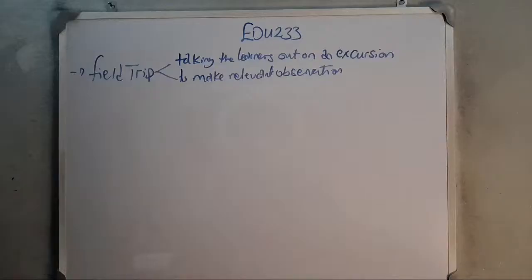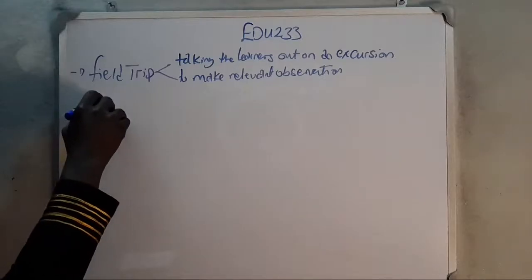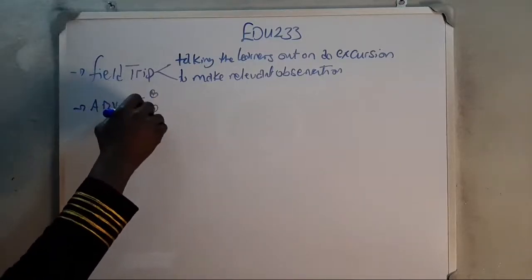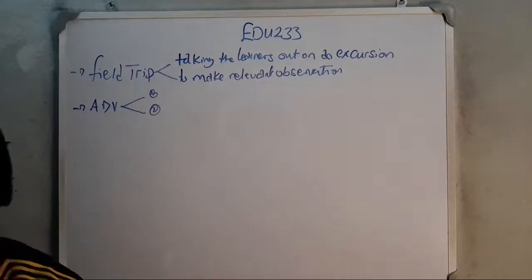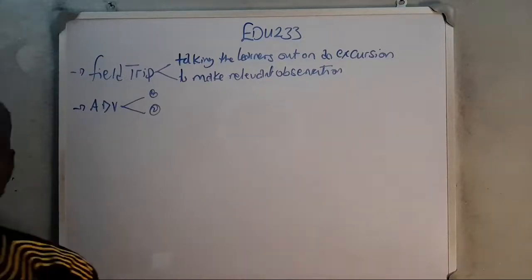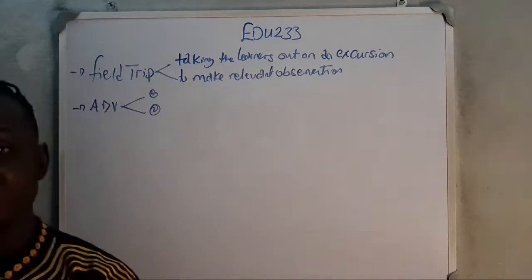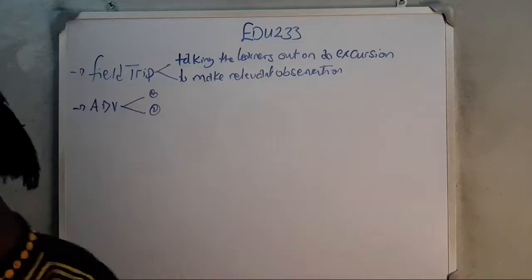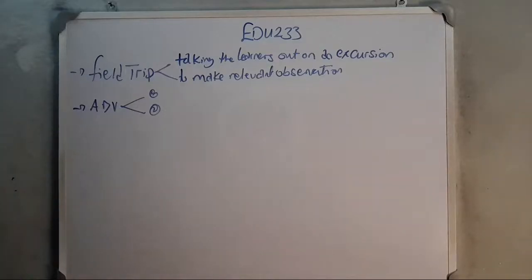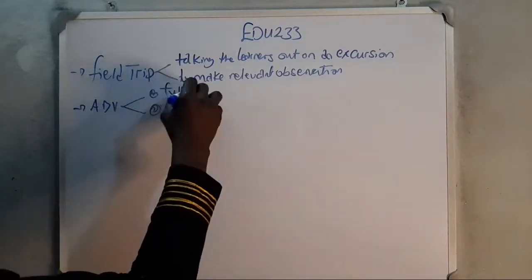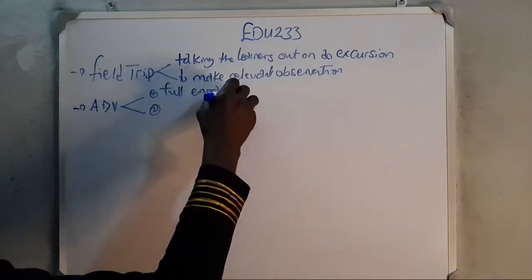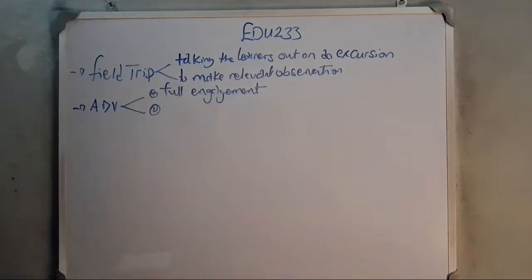So it has some advantages, and it does have some disadvantages. Now let's talk about the advantages. It allows students to engage fully in activities of the study. After learning the theoretical part, now they are seeing the real thing that they have learned in the classroom. So it allows full engagement. It also sharpens the students' observational ability.